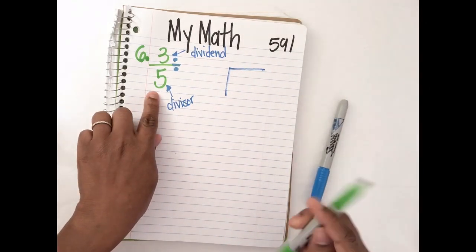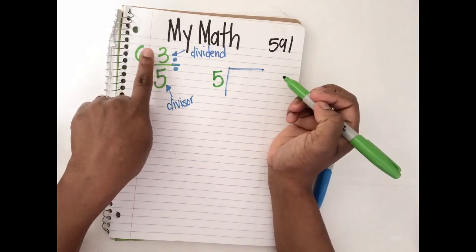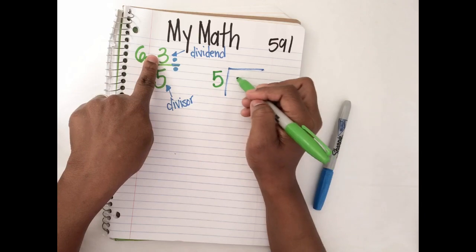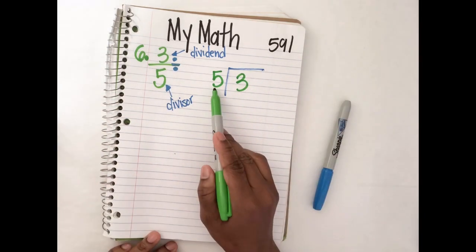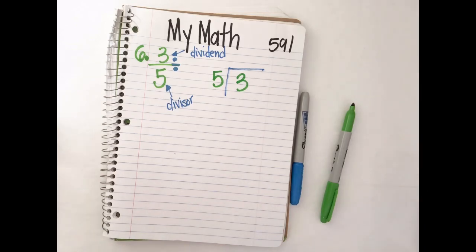So my denominator is my divisor, goes outside the box. My numerator is my dividend, goes inside the box. Now I have 5 divided by 3. But wait a minute. There's no way I can divide that this way. So what do I need to do?